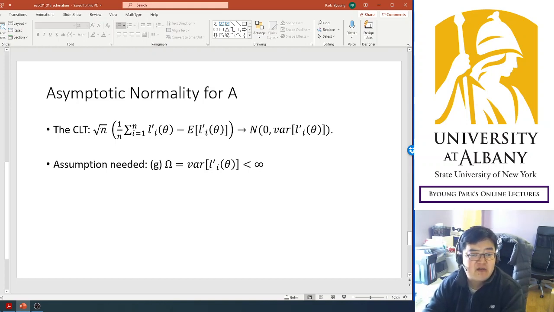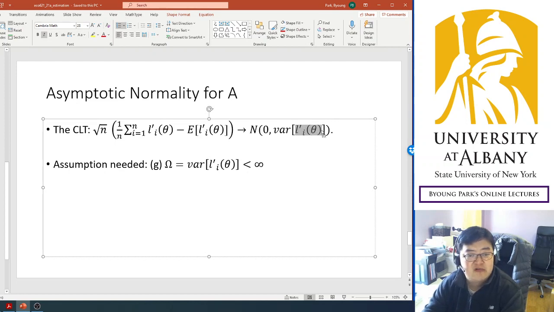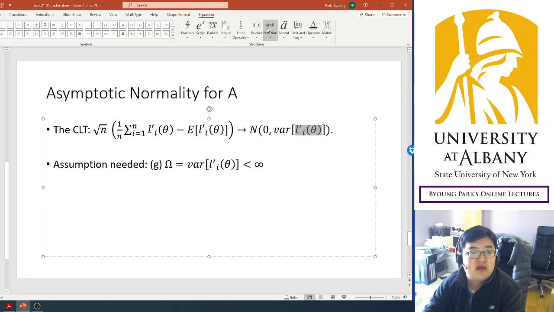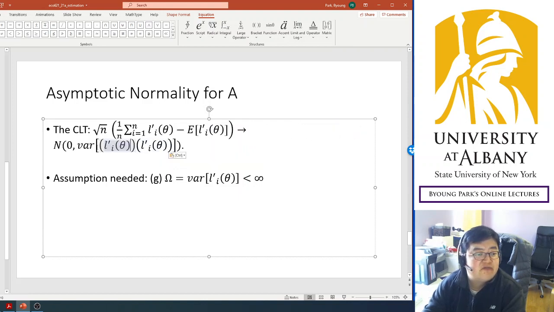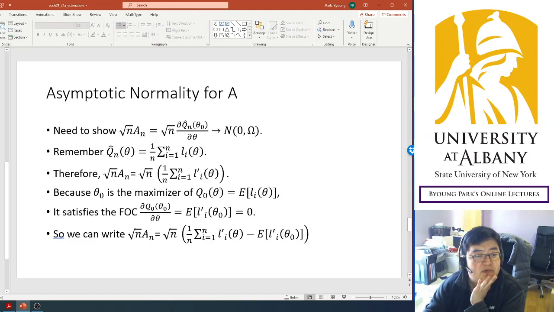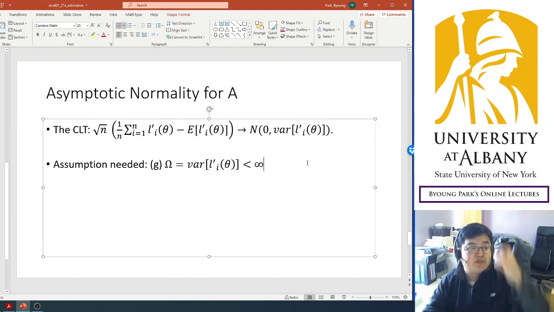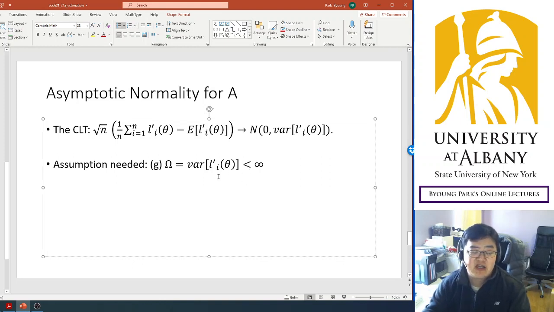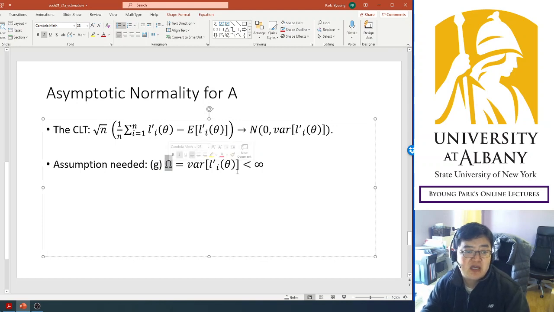It's my bad. I had to be more careful in writing the variance. Let me fix it on the go. I will do it later. So this is right. This is what I did. And the assumption for the central limit theorem is pretty mild. Assumption is that the variance must be finite, and we define the variance as omega, and it should be finite.